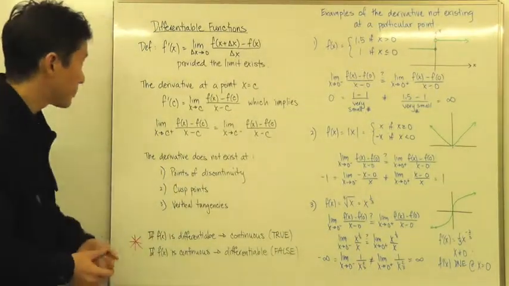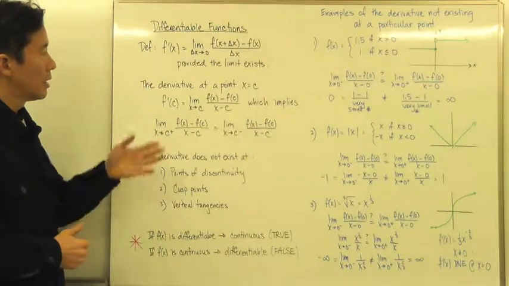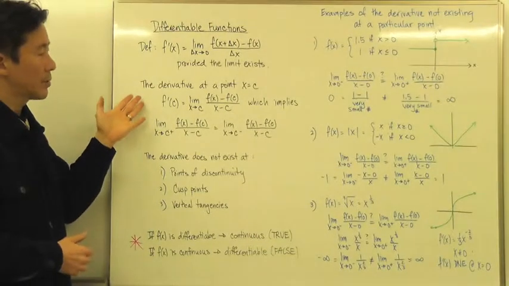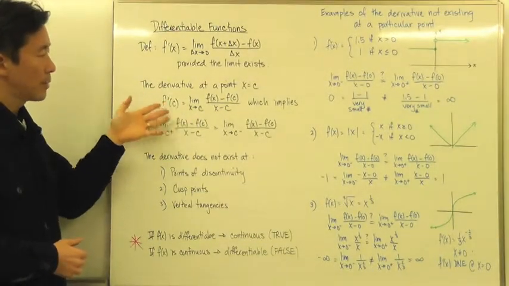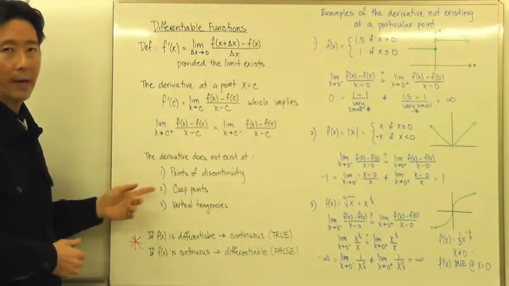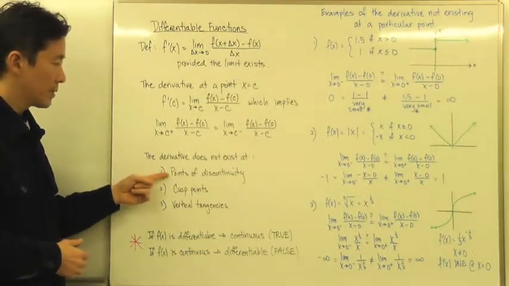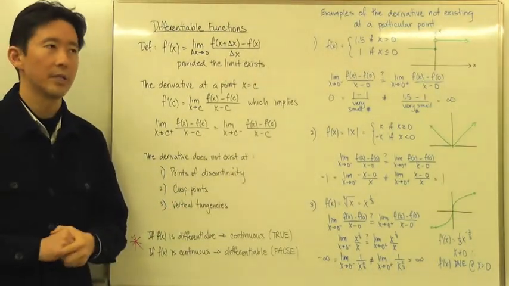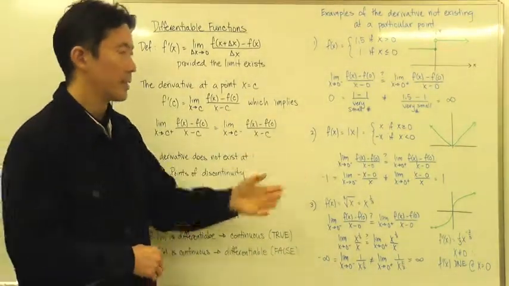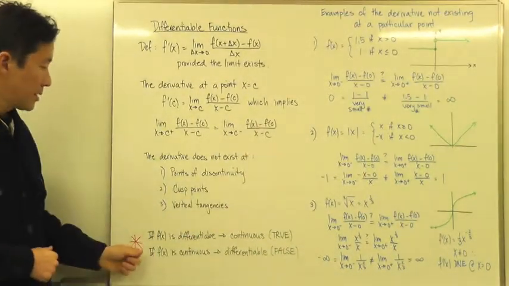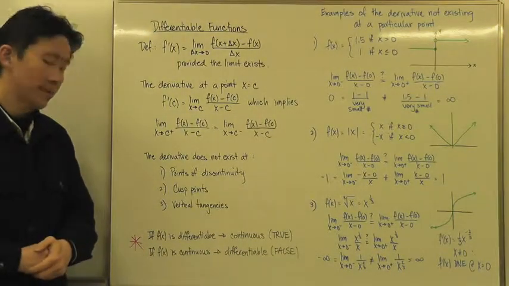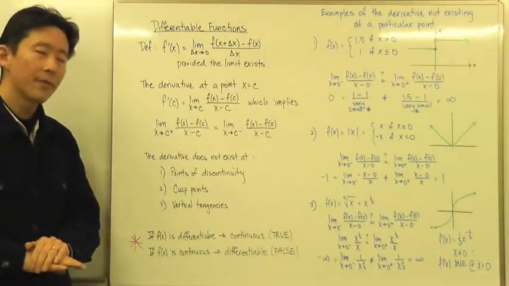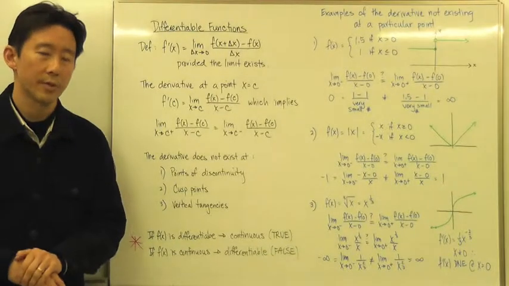Okay, so let's wrap up. Again, we're talking about differentiable functions. We looked at how to find a derivative function and find a derivative at a point x equals c, which is going to help us to determine whether or not the derivative exists at a certain point. And we know now that at points of discontinuity, at cusp points or at vertical tangencies, your derivative will not exist. And algebraically, that's the way that we go about doing it. Now we also need to keep in mind that if f of x is differentiable, it's going to be continuous. But if it is continuous, you cannot assume that it is differentiable.